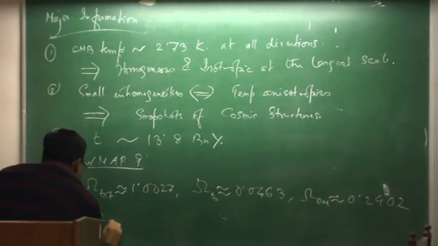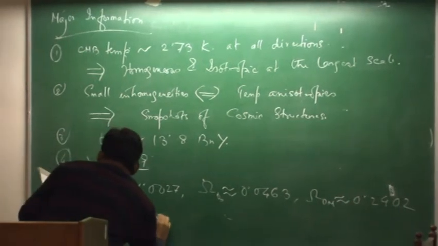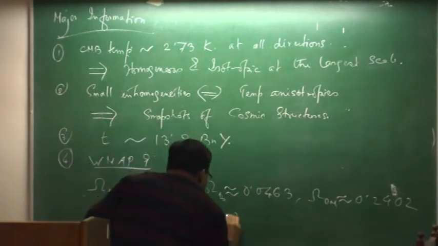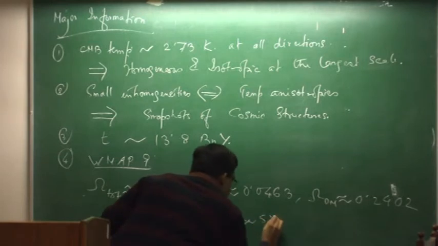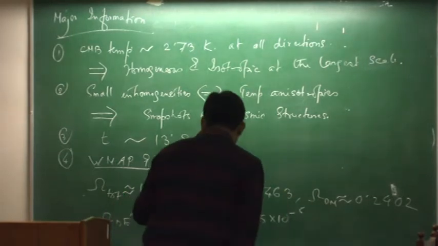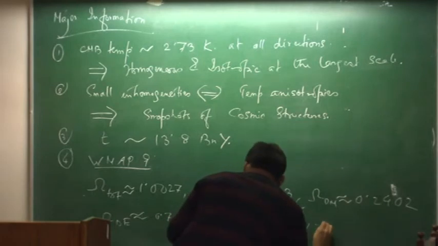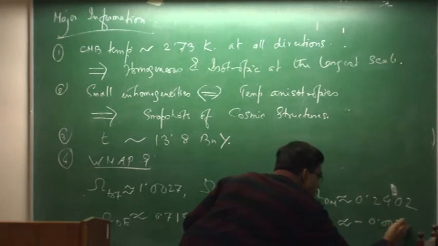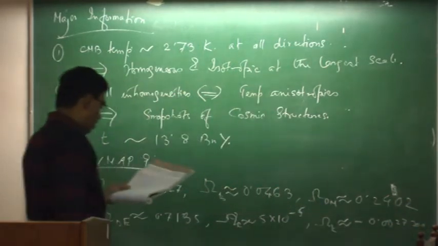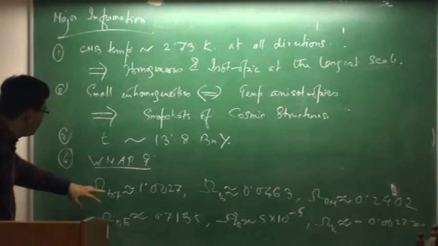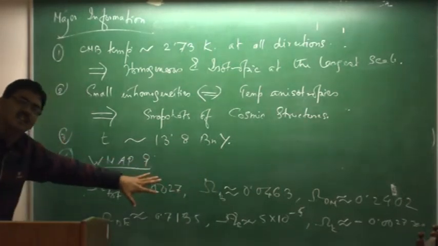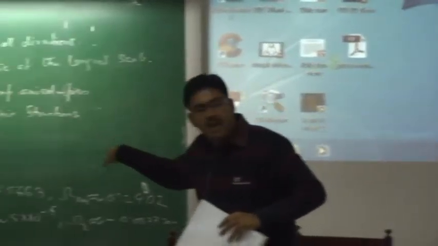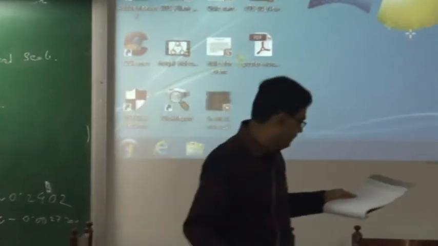And you have your omega dark energy, which is around 0.7135. Omega radiation is around 10 power minus 5. And you have omega curvature, which is around minus 0.0027, which is almost equal to 0. Okay, and if you use Planck values, you will have a little bit of difference in these things, but more or less the same values. So I am not talking about those Planck values. In Planck you can have different values, but more or less they are just the same. Okay, fine.